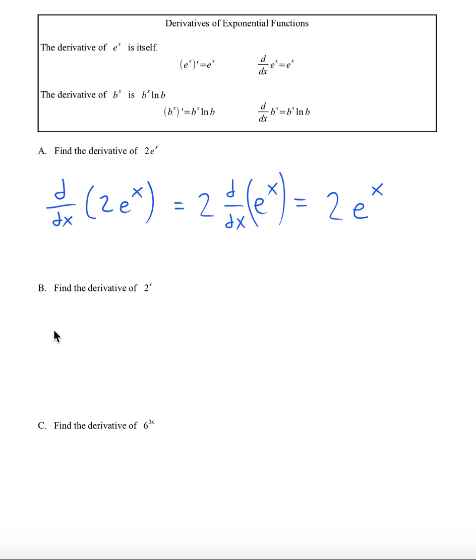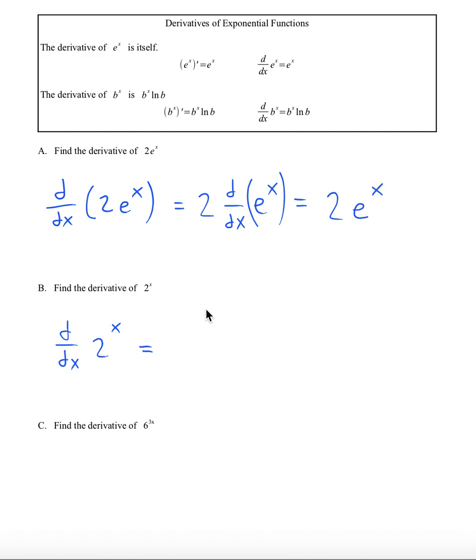What if we have a different base? I want to take the derivative of 2 to the x. There's a rule for this up above. So the derivative of b to the x is not exactly itself. It's itself times a constant. And that constant is the natural log of the base b. In upcoming videos, I'll talk about what the natural log is. But for now, it is a button on the calculator that we can use.